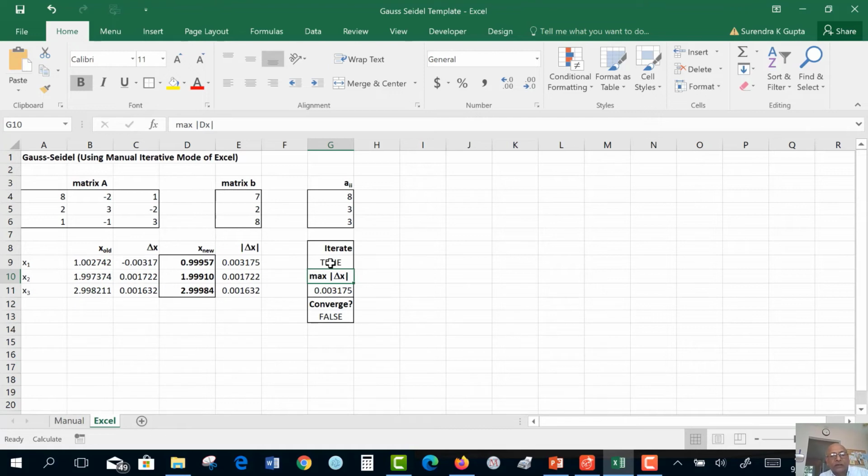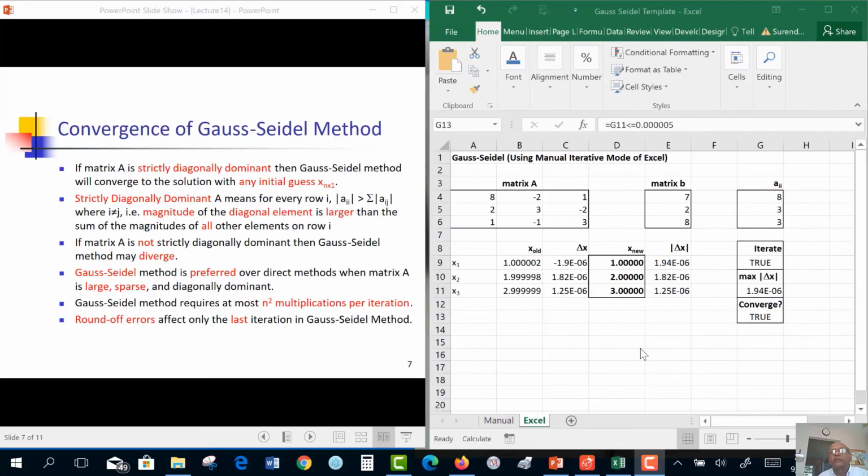We have not converged. Press F9 again, it'll do 5 more, so 10. Okay, so I pressed F9 twice, 10 iterations, and we converged. So you can see how we can really quickly solve a linear system using iterative methods. So you are going to implement this Gauss-Seidel method in lab number 5.